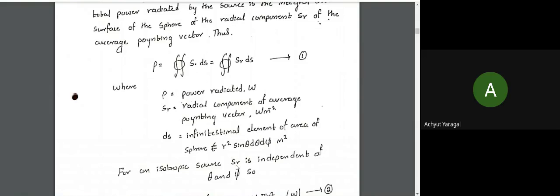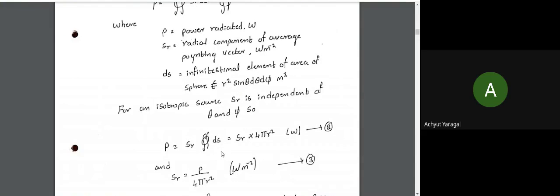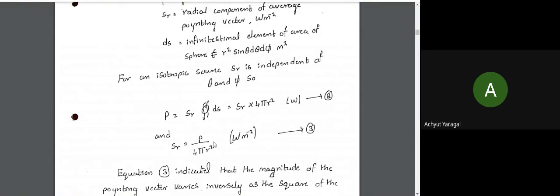Now if we consider an isotropic source, meaning it is generating radiation in all directions, we consider that SR is independent of theta and phi. If it is independent, then we can write P as SR into 4 pi r square, in watts. So SR is equal to P divided by 4 pi r square.